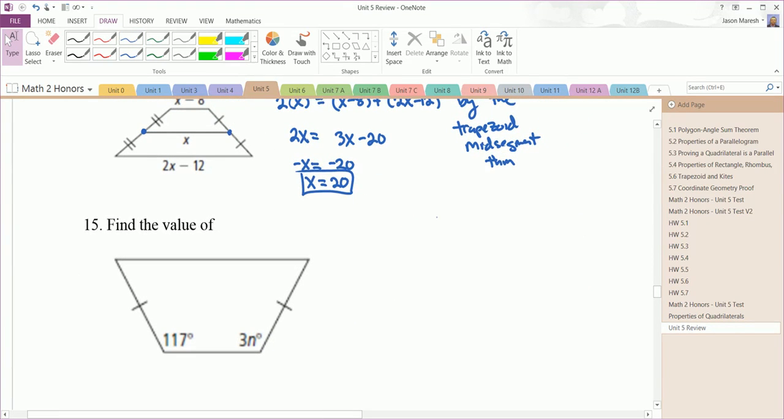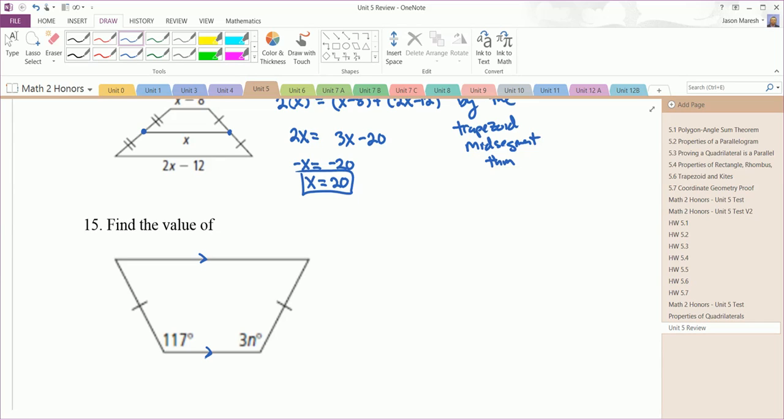On 15, we have another shape. It looks like a trapezoid, except for the fact that for a trapezoid we have to have two sides parallel, and it's not stating that. Let's say it is a trapezoid. Let's add this in here. Let's make this a trapezoid. And then what we call this is an isosceles trapezoid.